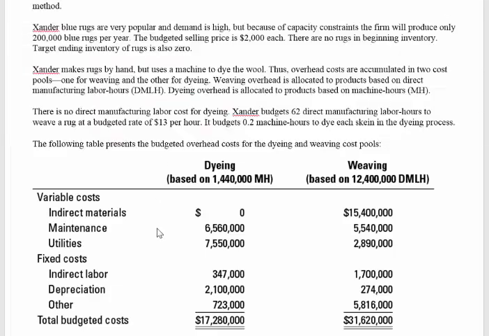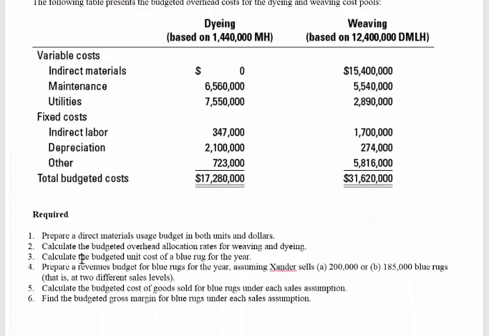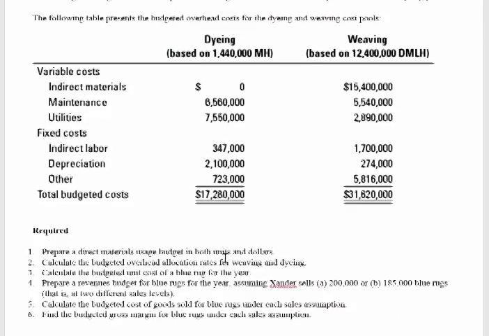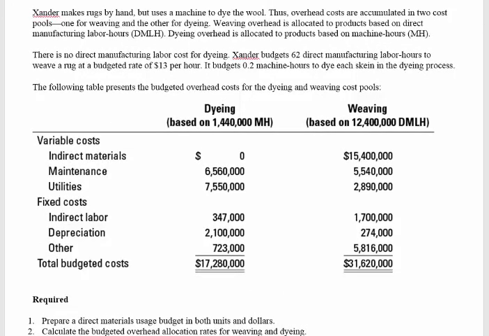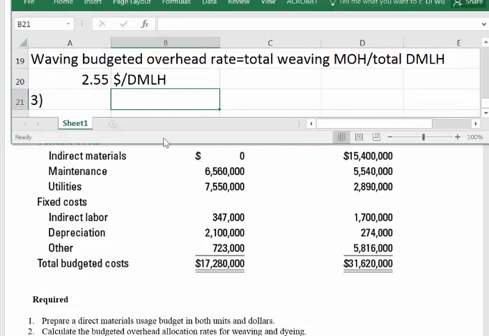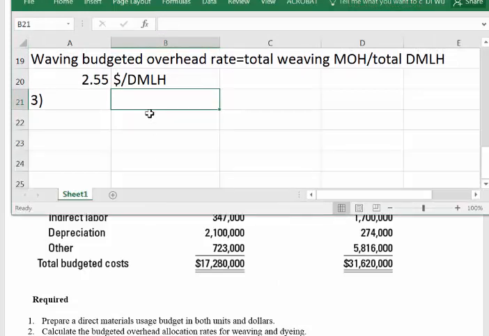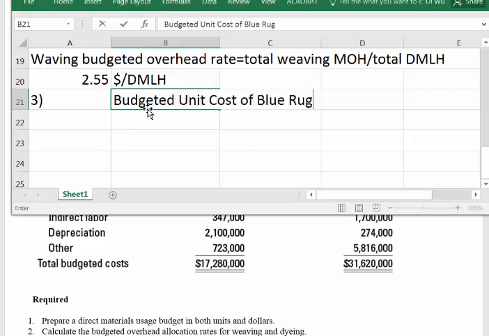Now we can go to question 3. Question 3 says calculate the budgeted unit cost of a blue rack for the year. And this is a very cool question, to be honest, because then you can see all these details. So I'm going to show you what I mean by budgeted unit cost of a blue rack.